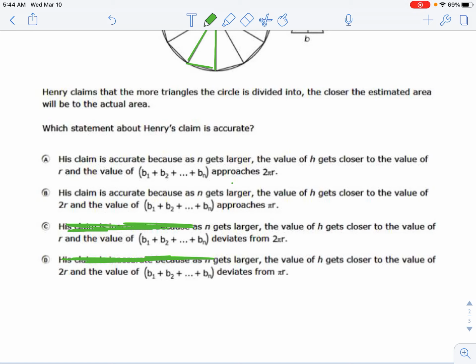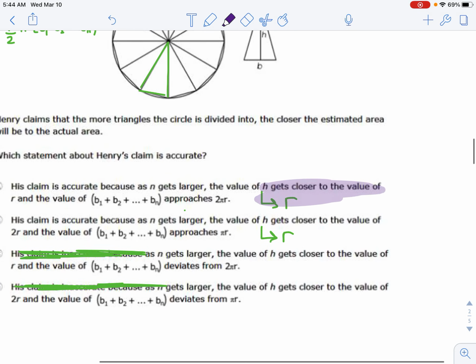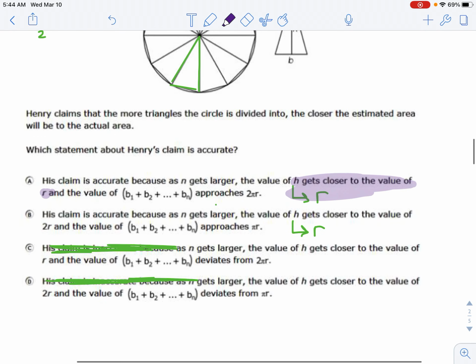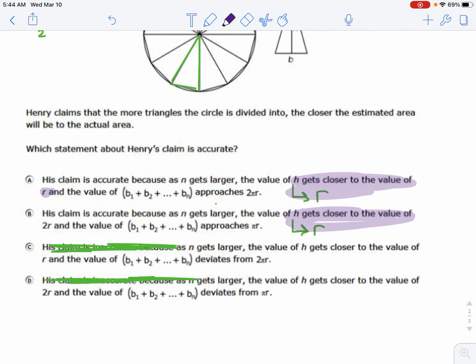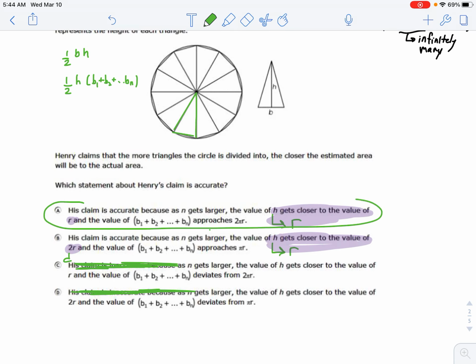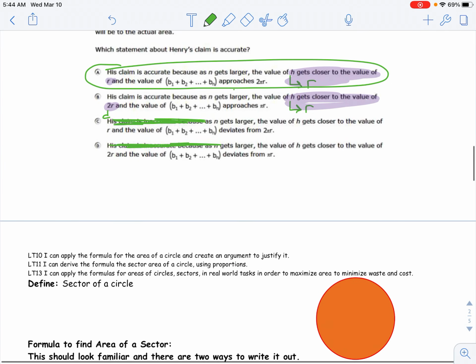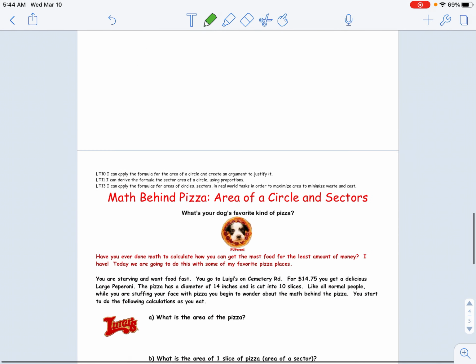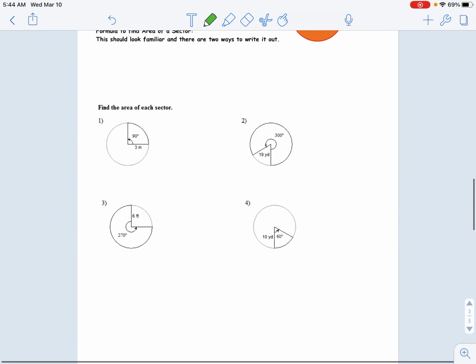And his claim is accurate because as n gets larger, h gets closer to the value of r. Remember, h is the radius. That seems pretty legit. This other one says h gets closer to the value of 2r, which is the diameter. That does not seem good, because nowhere above is it talking about the diameter. So the answer is actually going to be this one right here. So stay tuned.